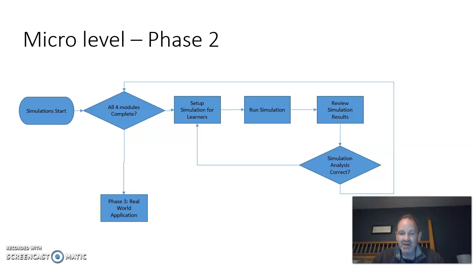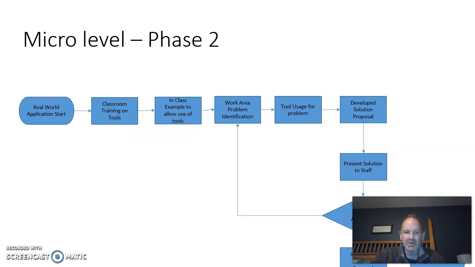If they didn't, then we'll go through the simulation possibly again, or we will maybe delve more into the simulation results and see what the learners are doing. Once all the 4 modules are complete, then we go into the real-world application. The real-world application is when we go out on the floor and we actually see what's going on.